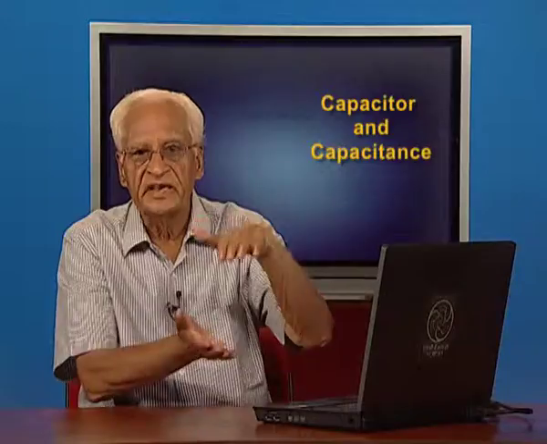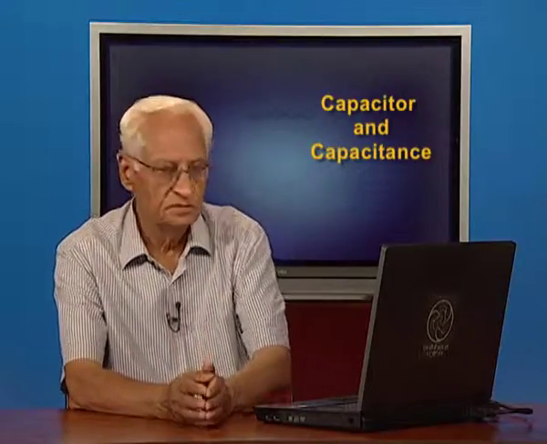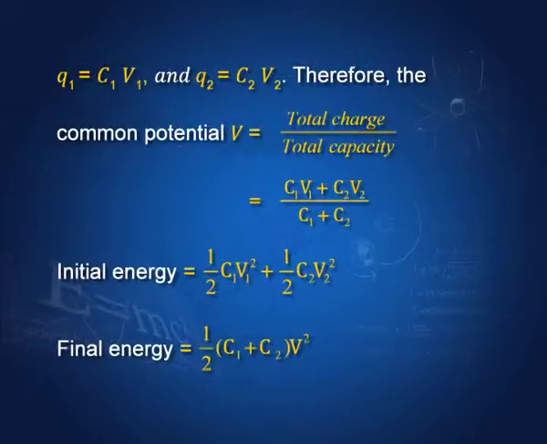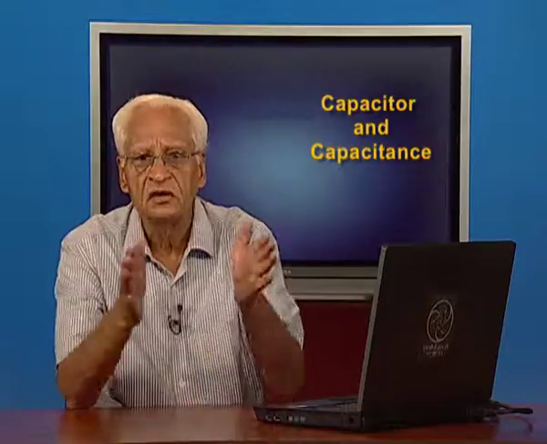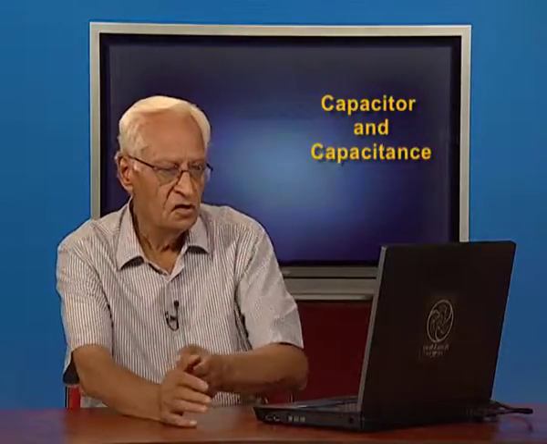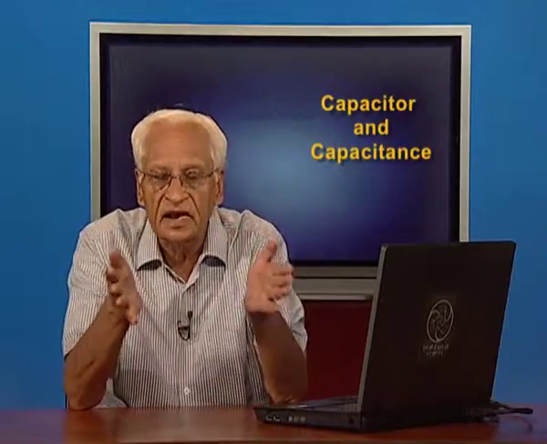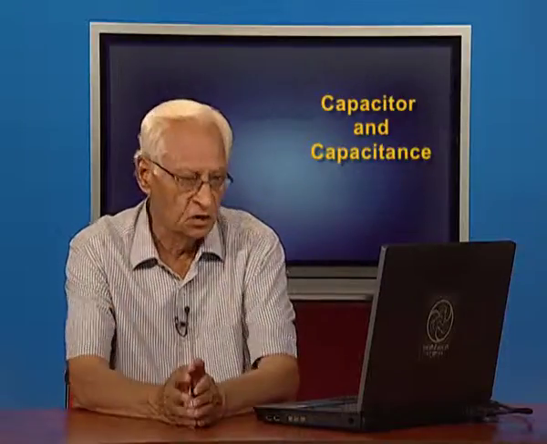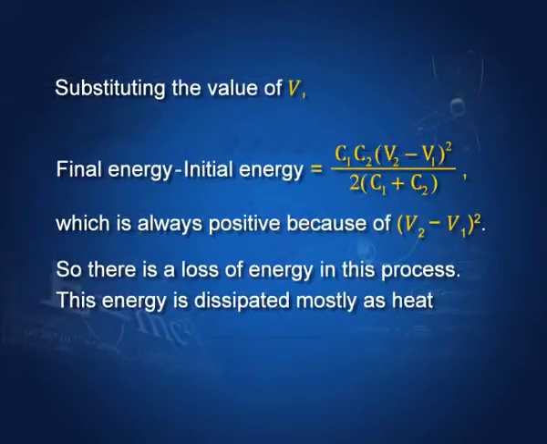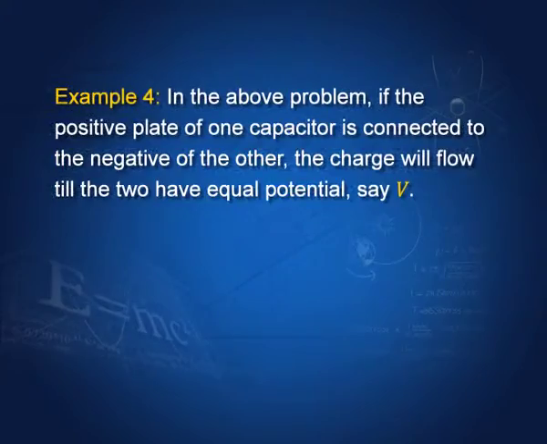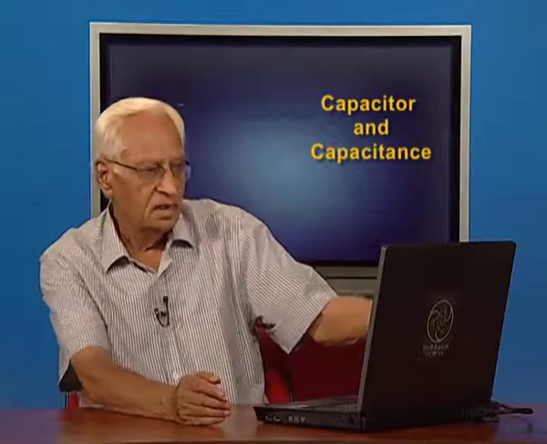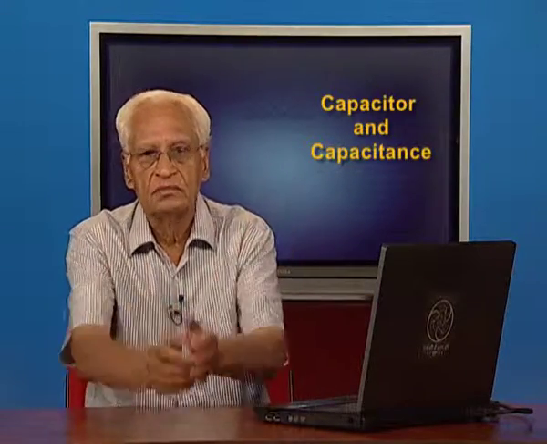And by finding the difference, we can find out if the initial energy is higher than the final energy, or if final energy is higher than the initial energy. And we will see that in such an arrangement there is always a loss of energy, and this energy gets dissipated mostly as heat.